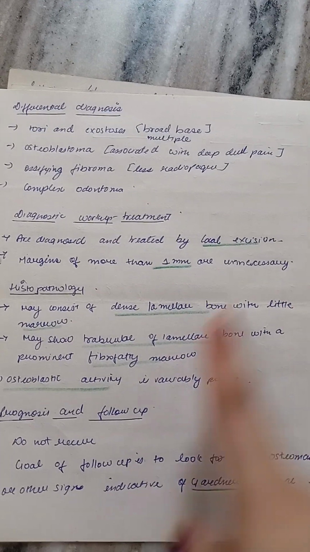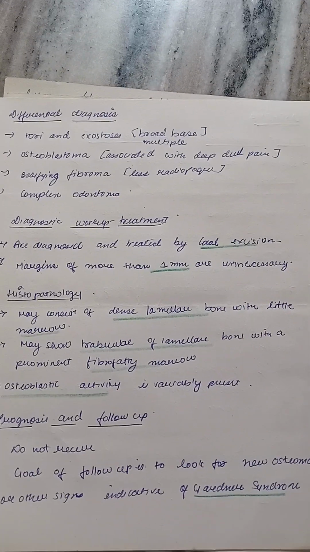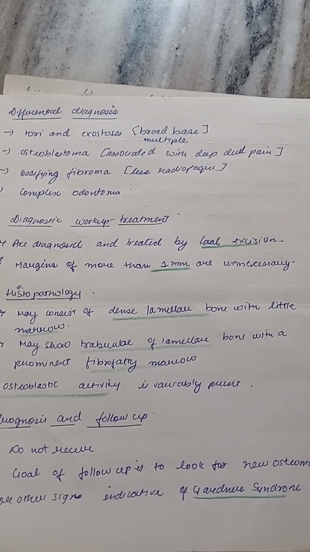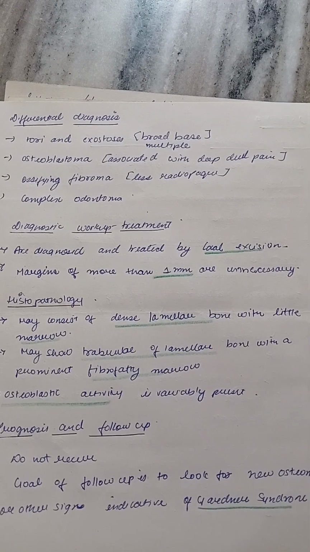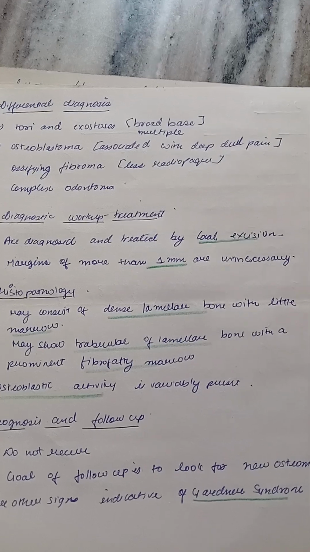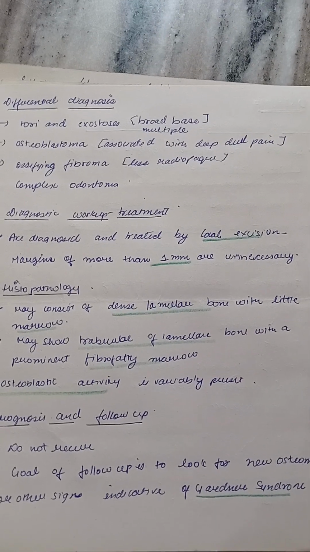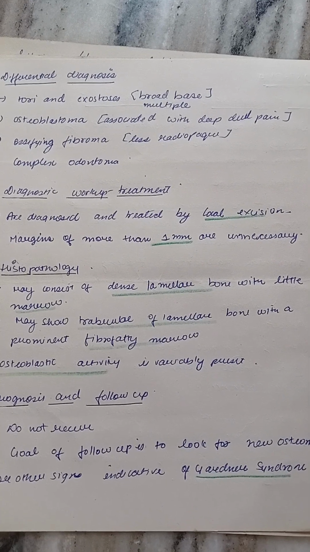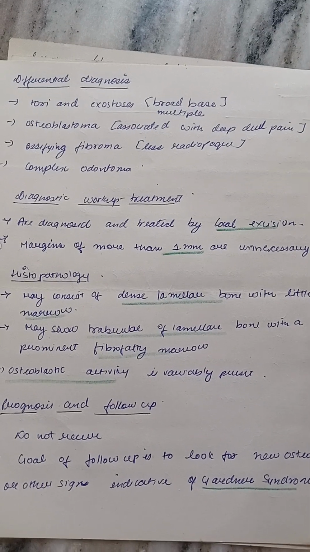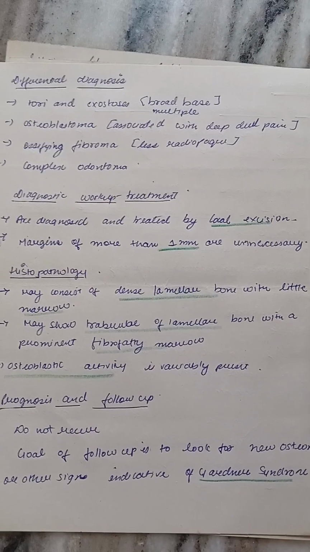What I have told: whenever we do follow-up, we should look for new osteomas, because in Gardner syndrome there is more than one osteoma. In fact, more than 3 osteomas. So we should look for more than one or new osteomas, which are indicative of Gardner syndrome.